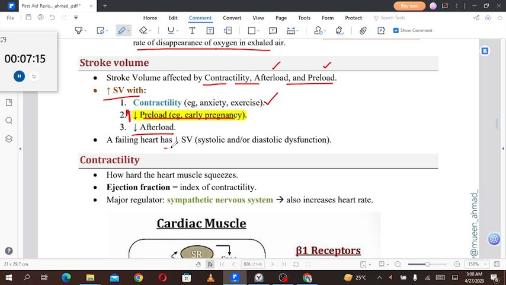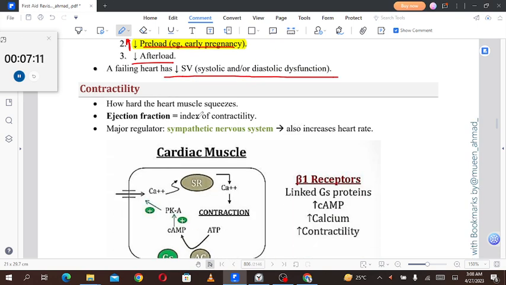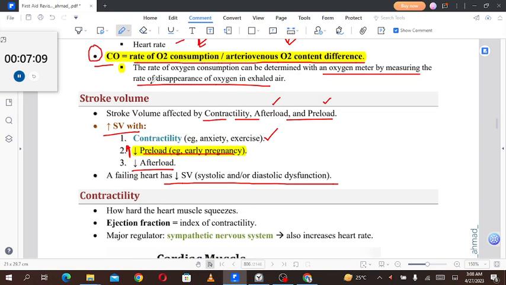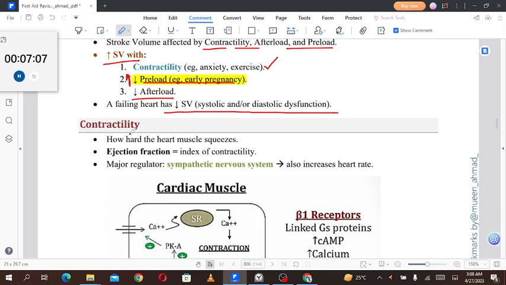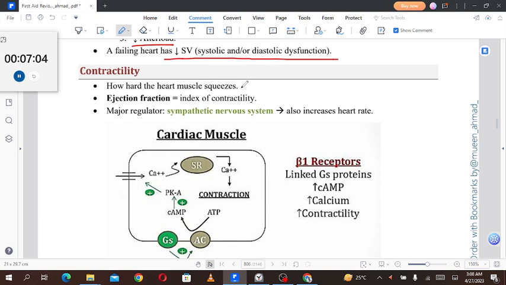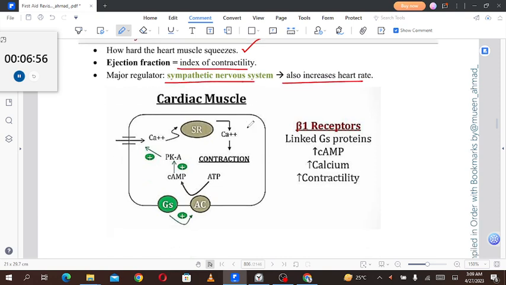A failing heart has decreased stroke volume, with systolic and diastolic dysfunction. Now, even a decrease in afterload will cause an increase in stroke volume. Contractility is how hard the heart muscles squeeze. Ejection fraction is the index of contractility. The major regulator is the sympathetic nervous system, which also increases the heart rate.